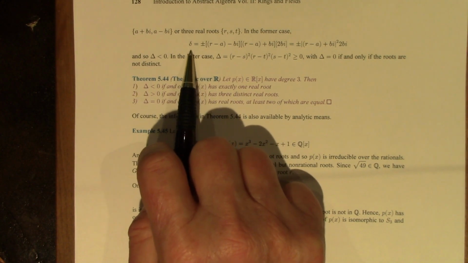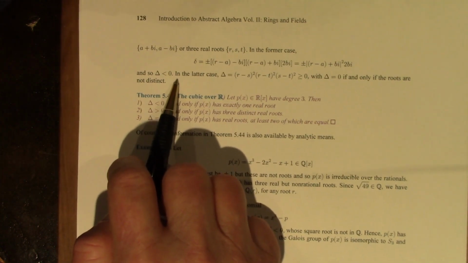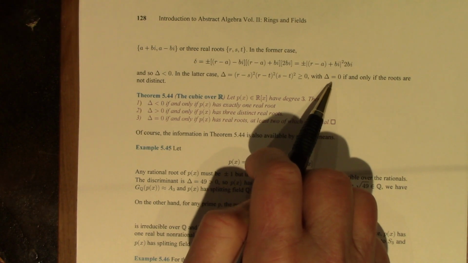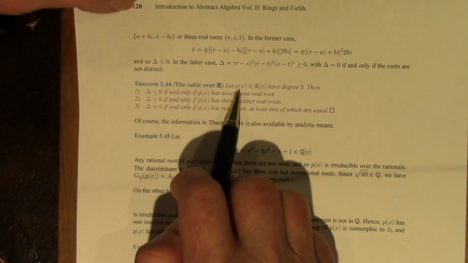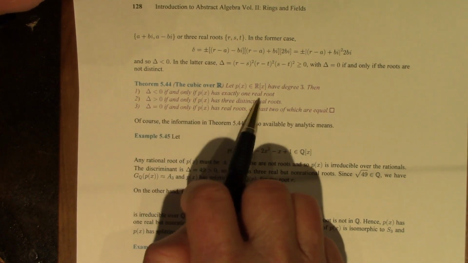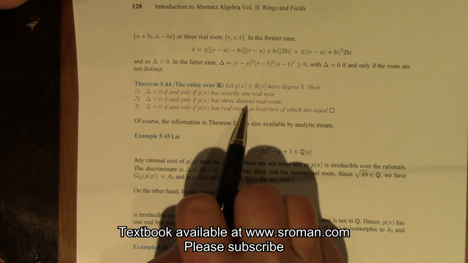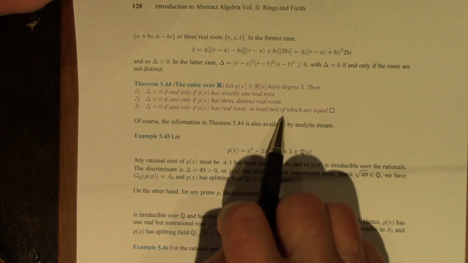And in the former case, little delta is this rather ugly looking thing, but when we square this, we get something less than 0, negative. So the discriminant is negative. In the latter case, the discriminant is non-negative, and it's 0 if and only if the roots are not distinct, if there's a multiple root. So for a real polynomial of degree 3, discriminant less than 0 if and only if P of x has exactly 1 real root, delta greater than 0 if and only if P of x has 3 distinct real roots, delta 0 if and only if P of x has real roots, at least 2 of which are equal.